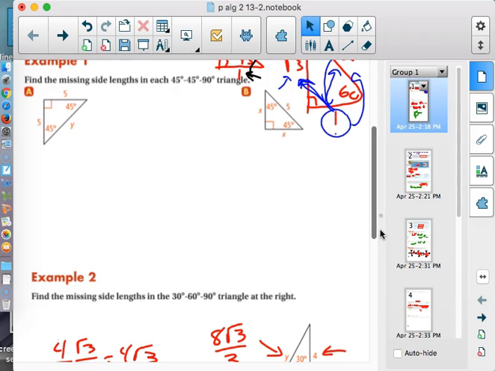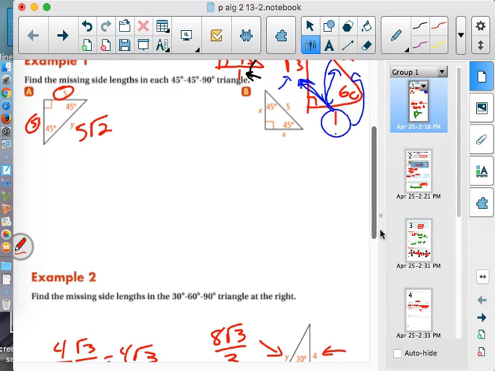So when we look at A here, it says find the missing side lengths of each 45, 45, 90 triangle, and I notice the sides are each 5. And to go from a side length to a hypotenuse in a 45, 45, 90, all we do is multiply by the square root of 2. So y is 5 square roots of 2, and we're done. We go on to the next one.